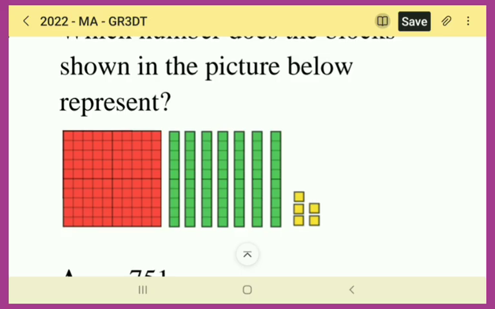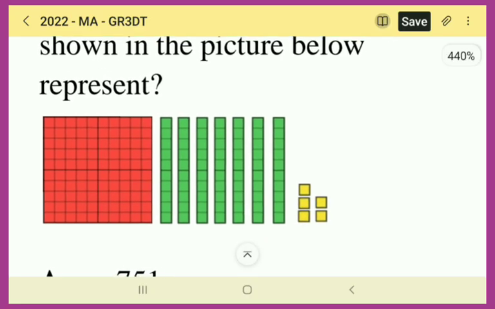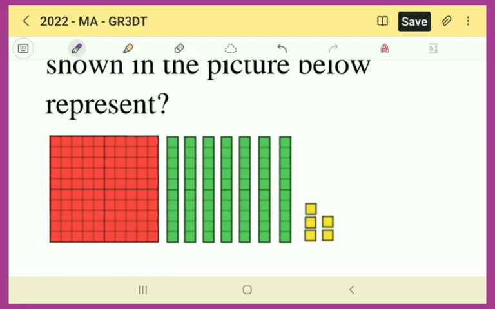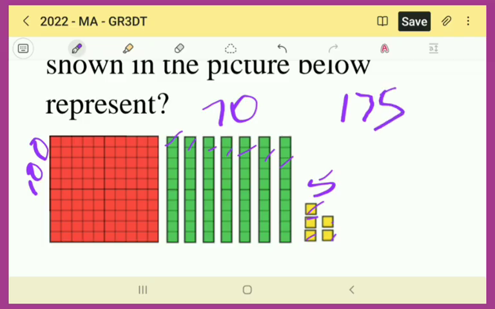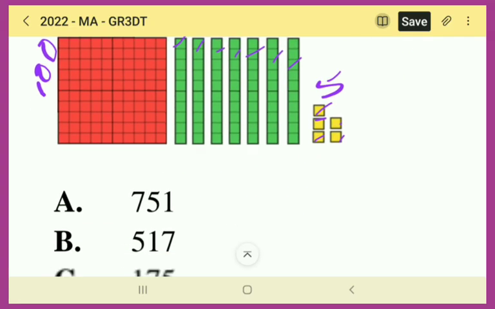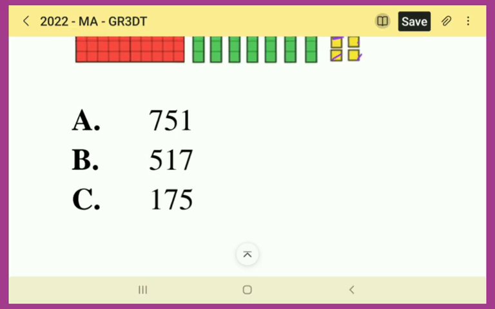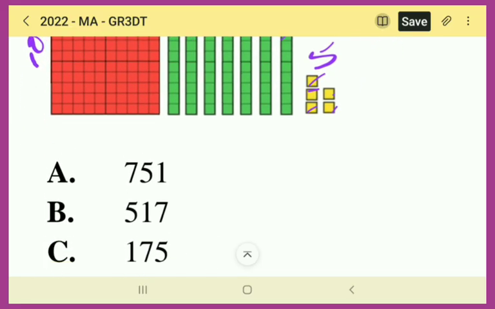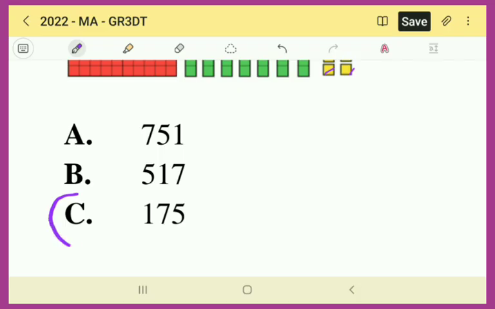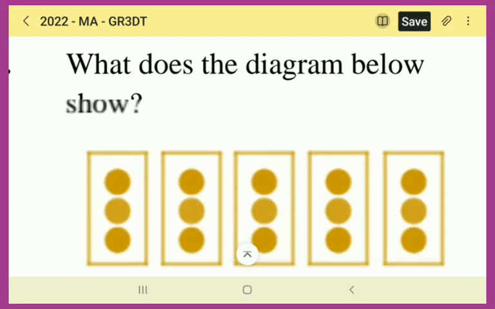All right, number 2. Which number do the blocks shown in the picture below represent? From doing base ten blocks in school, you will know by now that this is 100. So we're going to put 1 for 100. This is 10, 20, 30, 40, 50, 60, 70. 7 for the 70. And this will be 1, 2, 3, 4, 5 ones. Not sure what they'll ask us, but we know we have 175. Oh, they did ask us what number it represents, and it is 175, which is at C. Good job.